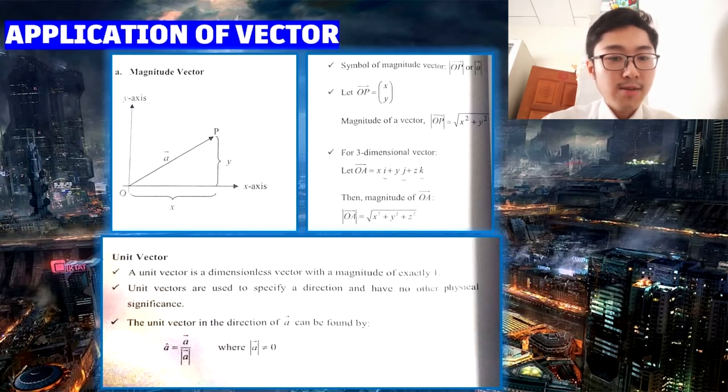To find the unit vector: a unit vector is a dimensionless vector with a magnitude of exactly 1. Unit vectors are used to specify a direction and have no other practical significance. The unit vector in the direction of A can be found by A divided by |A|.